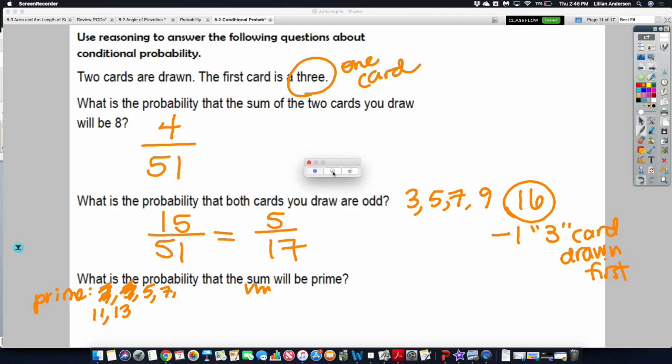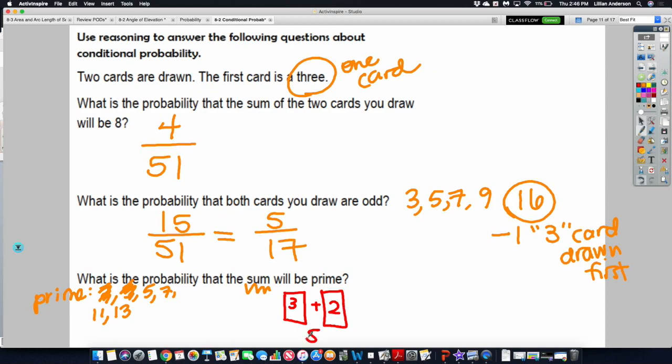So, if my first card is a 3 card, what other numbered cards could I add to the 3 card to have a sum that's prime? I could add 2, the 2 card. Yeah, let's write this down over here. I could add a 2 card.